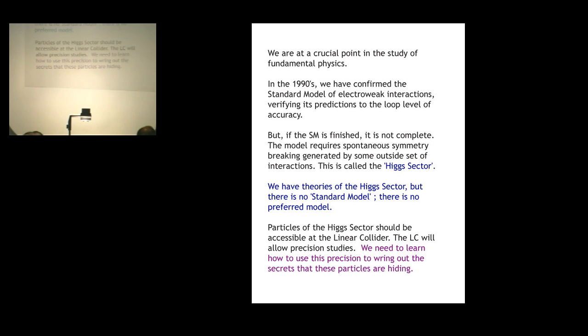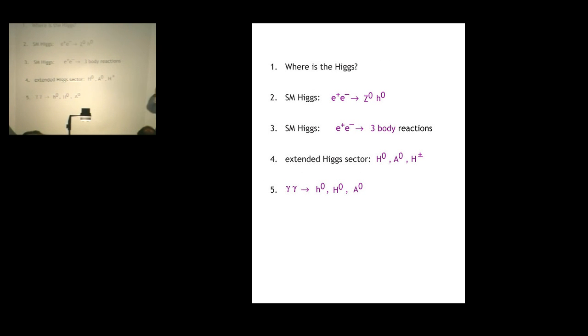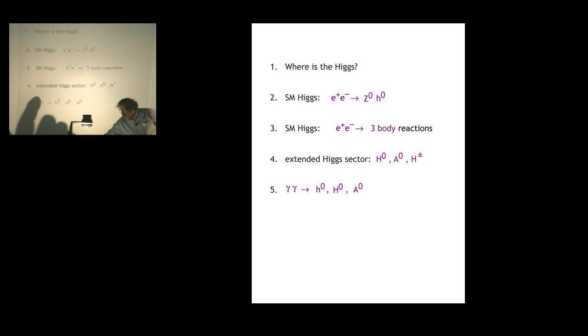So what I'd like to do in this talk is to describe work that's been done, to say what those experiments are, what they might yield. Here's a little outline. First of all, I'd like to discuss the question of where the Higgs particle or particles are. Then talk about the properties of the standard model Higgs and the reaction e+ e- to Z Higgs. Then talk about e+ e- to 3-body Higgs reactions. Then, hopefully time permitting, talk about extended Higgs sectors and the study of Higgses in gamma-gamma collisions.